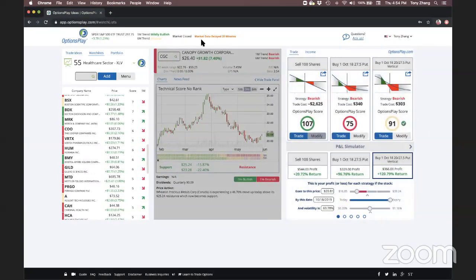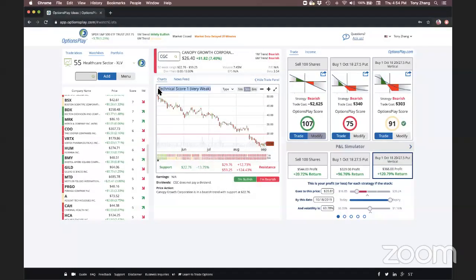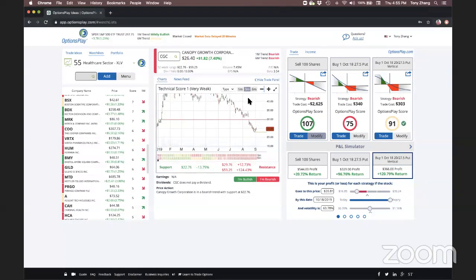Canopy Growth. Let's take a look at Canopy Growth. A very weak stock. 1 month and 6 month trend is bearish. So this is everything pointing to bearish. These marijuana stocks have really taken a beating. I actually thought these were starting to turn around a little bit here in June, but that hasn't really happened, and this is continuing to move south. So this looks to me more like a bearish trade.